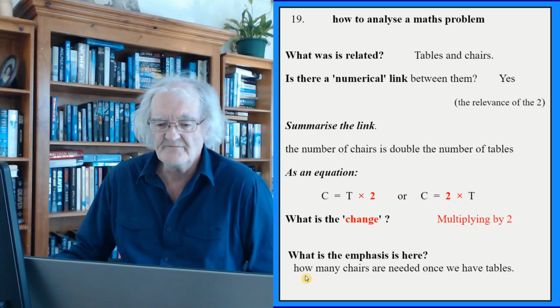And what is the emphasis here? How many chairs are needed once we have tables? That's the emphasis, because in the equation, the number of chairs is related to the number of tables. The number of chairs depends upon the number of tables after we've changed that number.